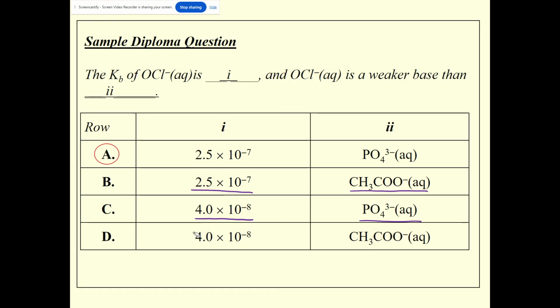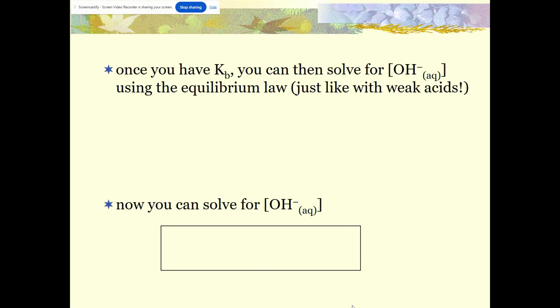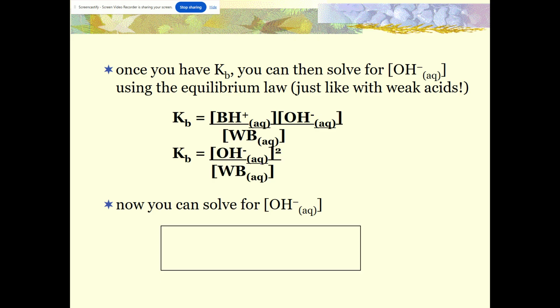It is 2.5 times 10 to the negative 7. And it is weaker than phosphate. It's higher up than phosphate. Okay, so let's look at pH calculations now with a base. So as I mentioned, if we were to write Kb over again on that ICE chart like we did, we can simplify it into Kb equals hydroxide ion squared divided by the concentration of the weak base.